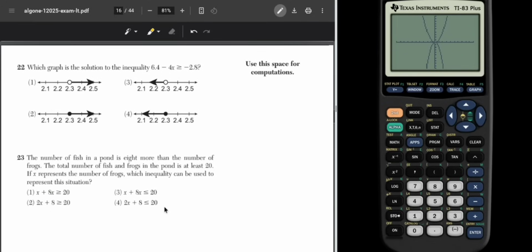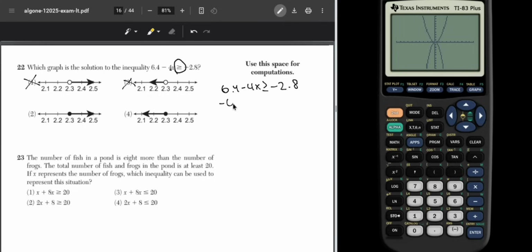Now, question 22 says, which graph is the solution to the inequality 6.4 minus 4x is greater than or equal to -2.8? So, first things first, I want to eliminate some answer choices. I see that my inequality is greater than or equal to. I can eliminate answer choices 1 and 3 because they're open circles. If I have an equal to, my circle must be shaded in. Now, don't rush. Just because you see greater than, don't just pick answer choice number 2.